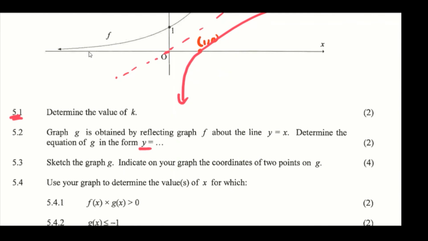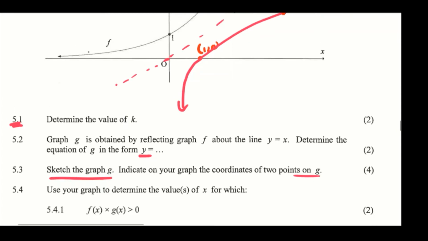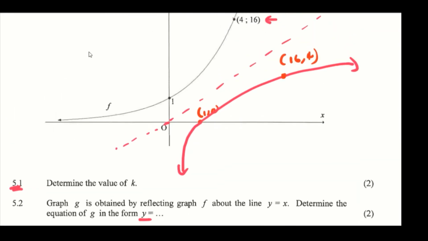So 5.3, we are asked to sketch the graph of g, indicating on your graph the coordinates of 2 points on the graph. So the graph is exactly the one that I just did, which is this one here, and it has this point here of (1, 0), and this point here of (16, 4). So this is the graph of g of x.